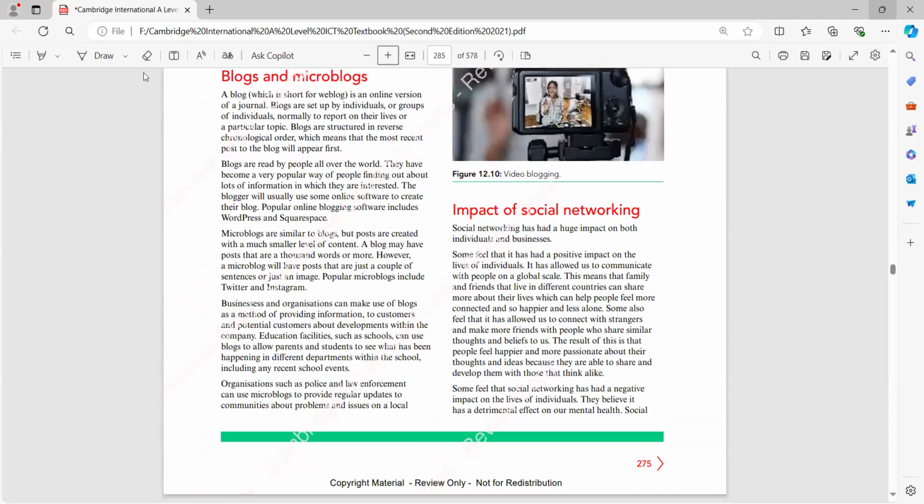Blog is basically a short form for web blog, and this is an online version of a journal. Blogs can be set up by individuals or groups, and they are normally used to write a report or an article on any particular topic. They can be read by all the people around the world that have similar interests. Businesses and organizations also make use of them, for providing information to their customers, providing offers, and educational facilities, and students also use them.